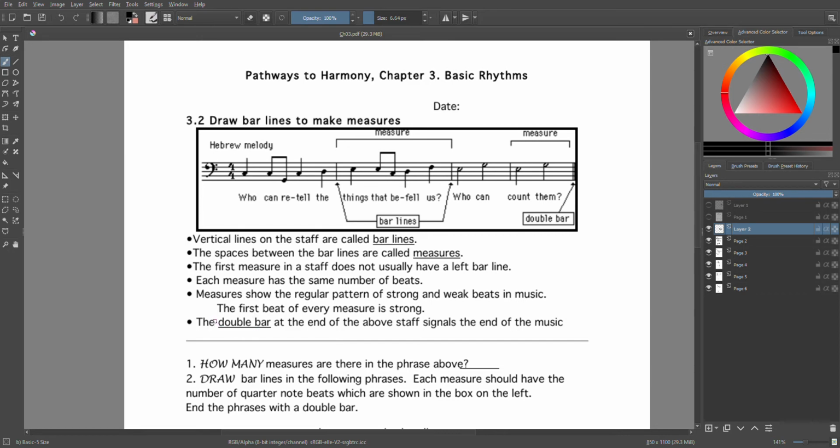Then the double bar line at the end of the staff means that's the end of the music. So if you see this, that means stop. Don't go on. That's your brick wall. You cannot pass that. The music is done.